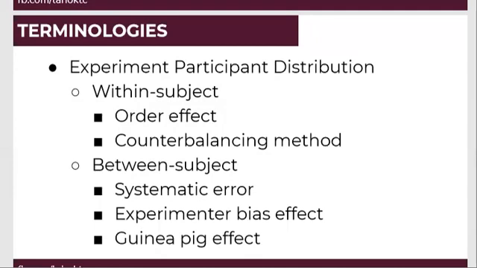Also, within subject design is likely prone to order effect. When we say order effect, this occurs if the experimental method requires that the same subjects will be exposed to two or more experimental treatments. So this error may occur due to the order in which the treatments are presented. To avoid this, we use counterbalancing.